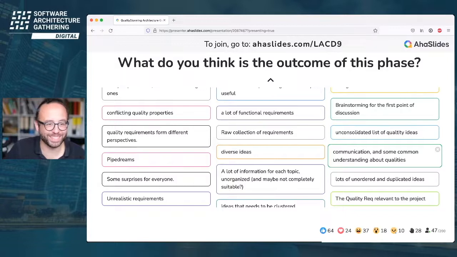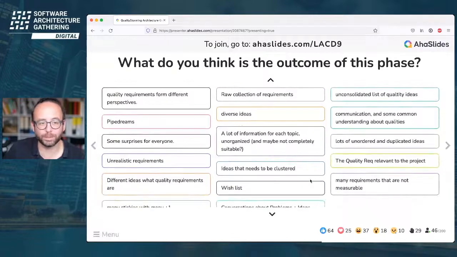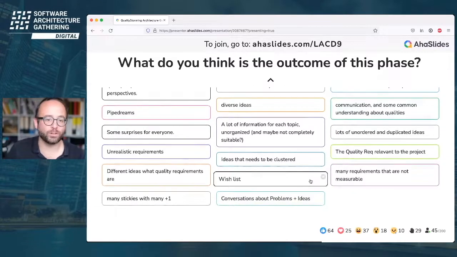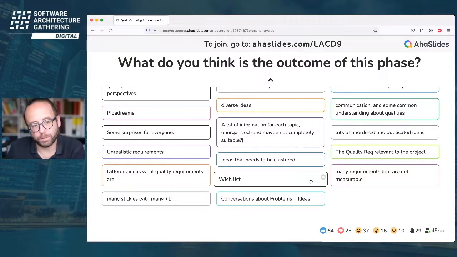Yeah, someone wrote pipe dreams. Yeah, surprises for everyone. Yeah, maybe not completely suitable. That's also not the thing that I expect there. Yeah, a wish list. Yeah, many requirements that are not measurable. And I think this is a good point here. This argument with the measurable, why I want to mix people up.